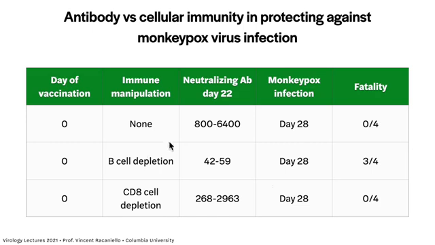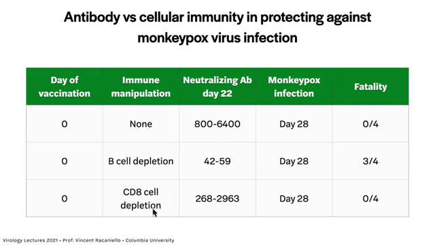So here's an experiment where we look at the role of antibody versus cellular immunity in protecting animals against monkeypox infection. We are vaccinating these individuals on day 0, immune manipulated. And here in this line, nothing is done to them. 22 days after vaccination, you see there's nice neutralizing antibody in the blood. We infect them with monkeypox. None of the animals die. If we deplete B cells, we have low antibody titers on day 22, and 3 of the 4 animals die. So antibody is important in preventing death.